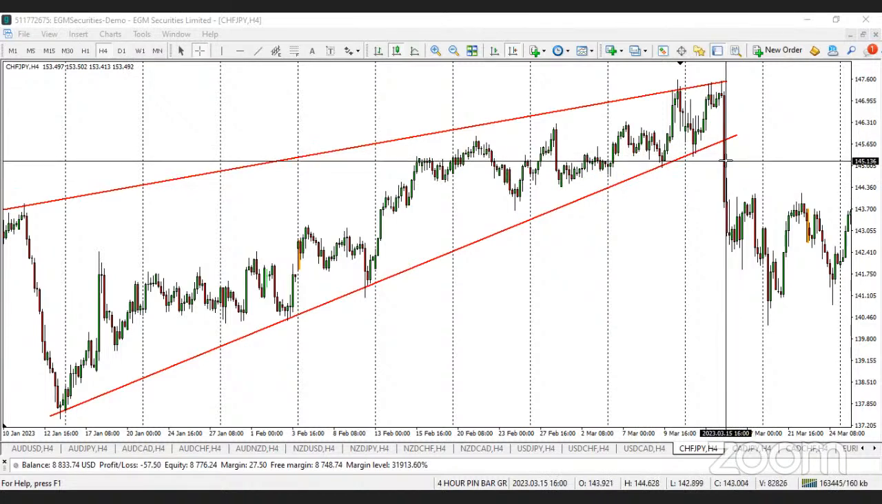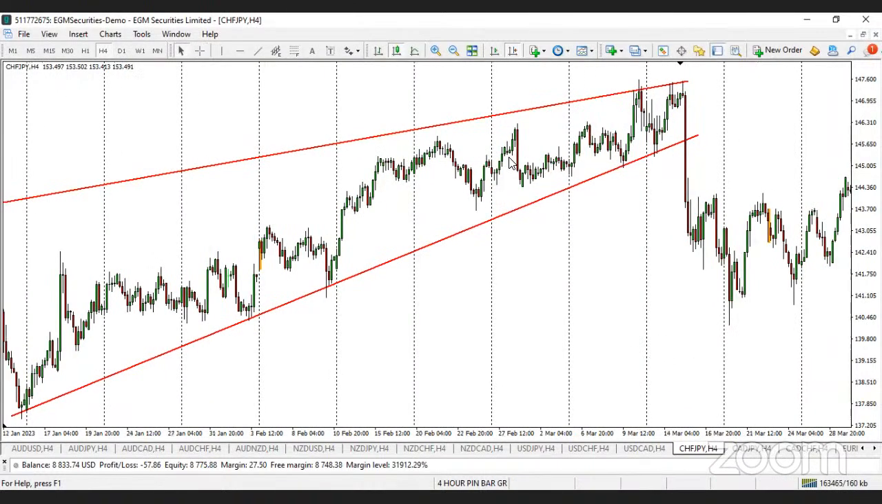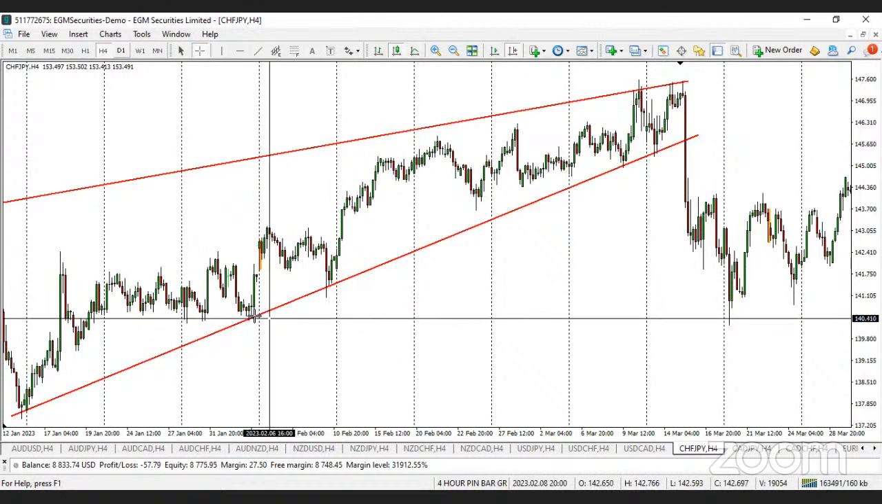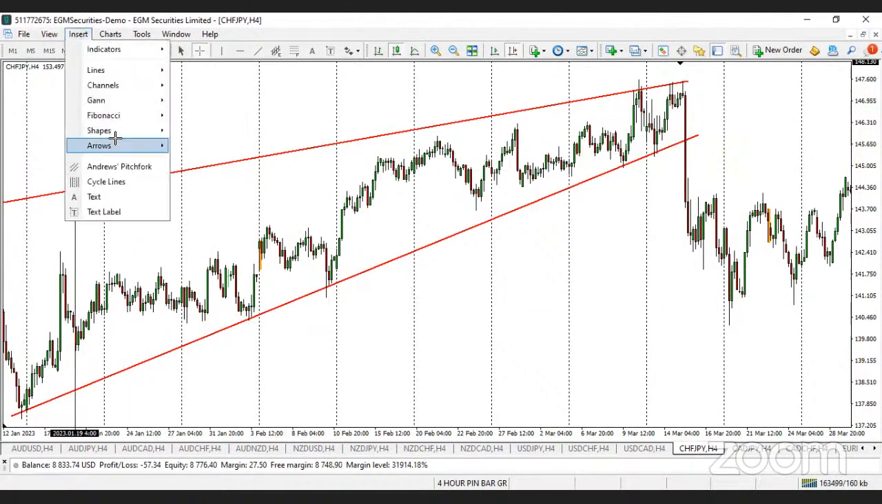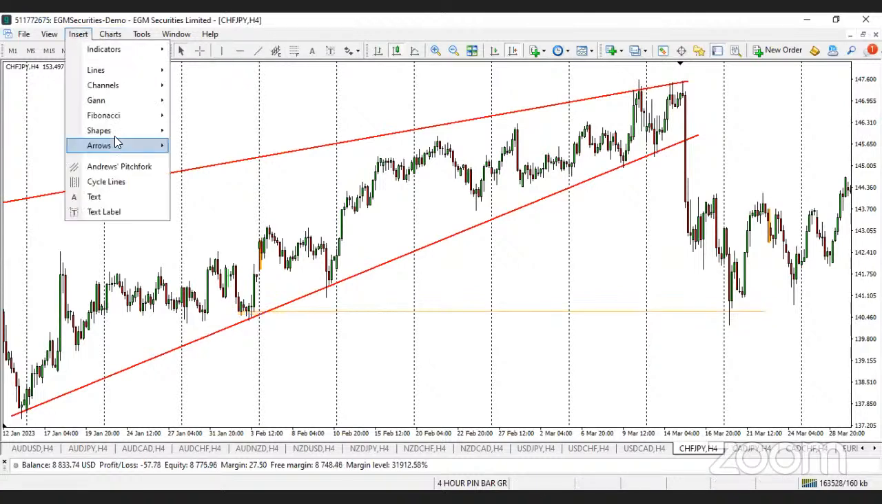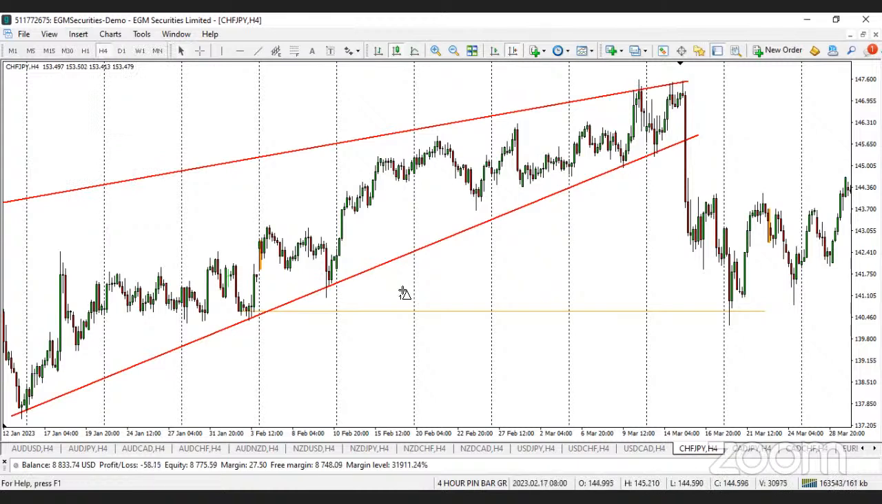And as you can see, once that pattern broke, price was able to hit this particular low. And we could have gotten our trade closed if we had set our take profit around that area. So both these lows were hit, that one as well as this.